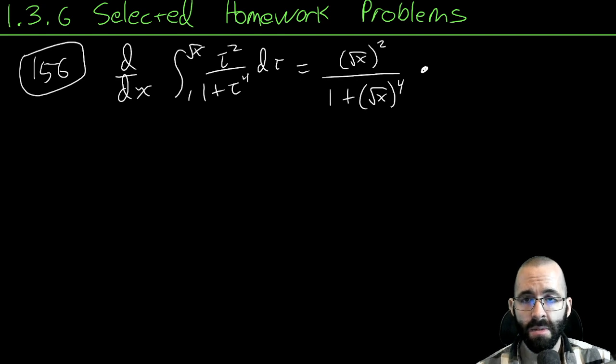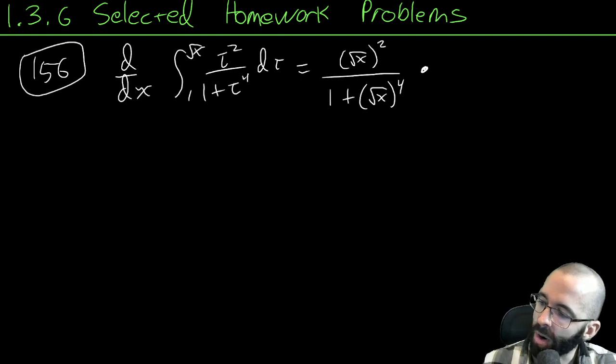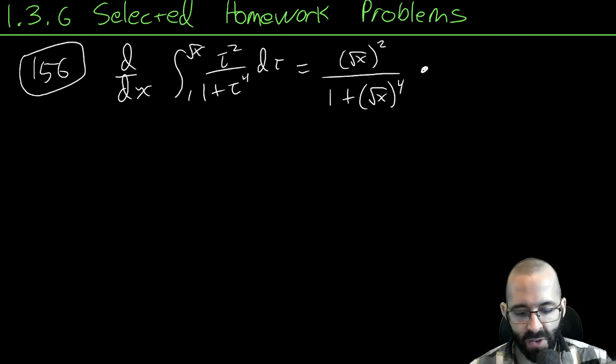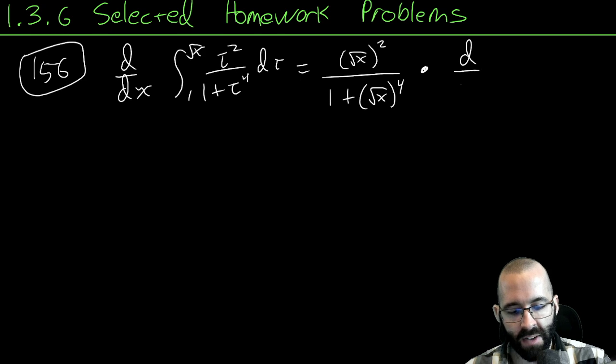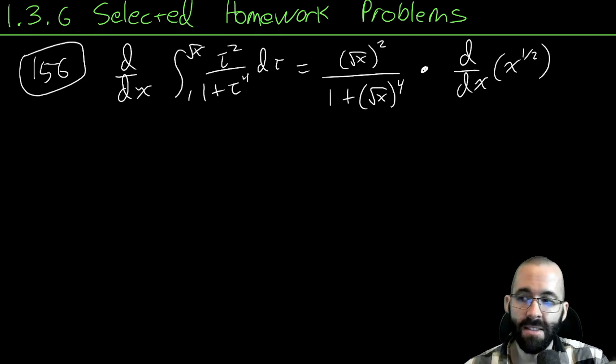In the fundamental theorem of calculus video part 1 examples, I show why that's the case. 1.3.3 is where that's mentioned if you want some more on that. We have to multiply by the derivative of the square root of x. And remember, square root of x is the same as x to the 1/2.